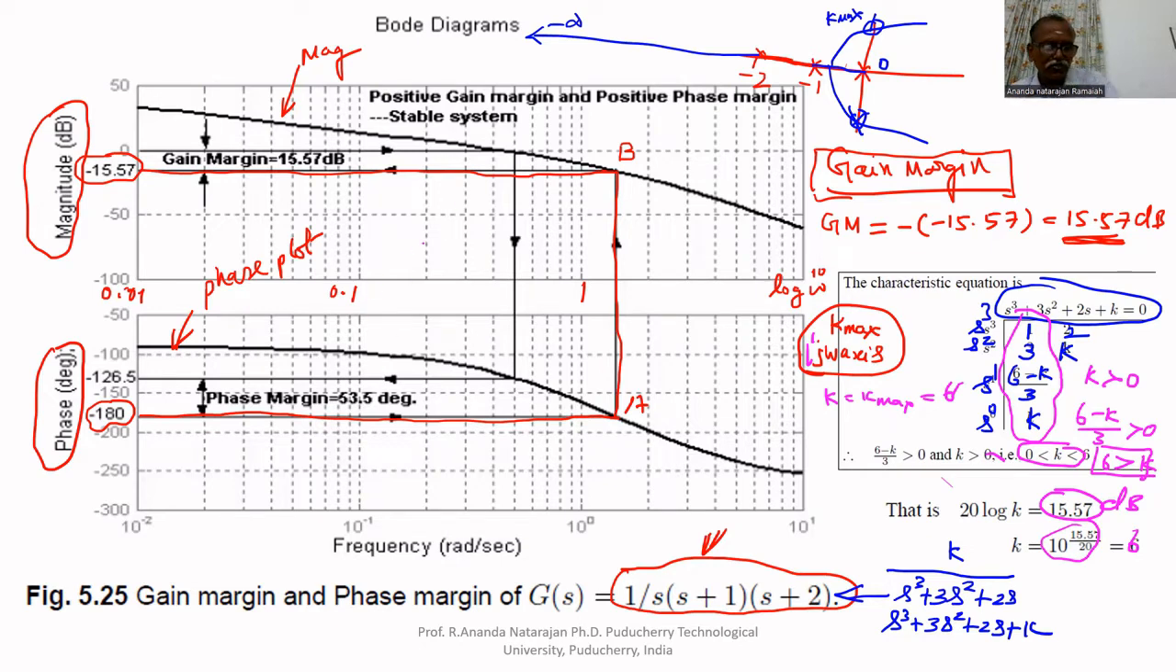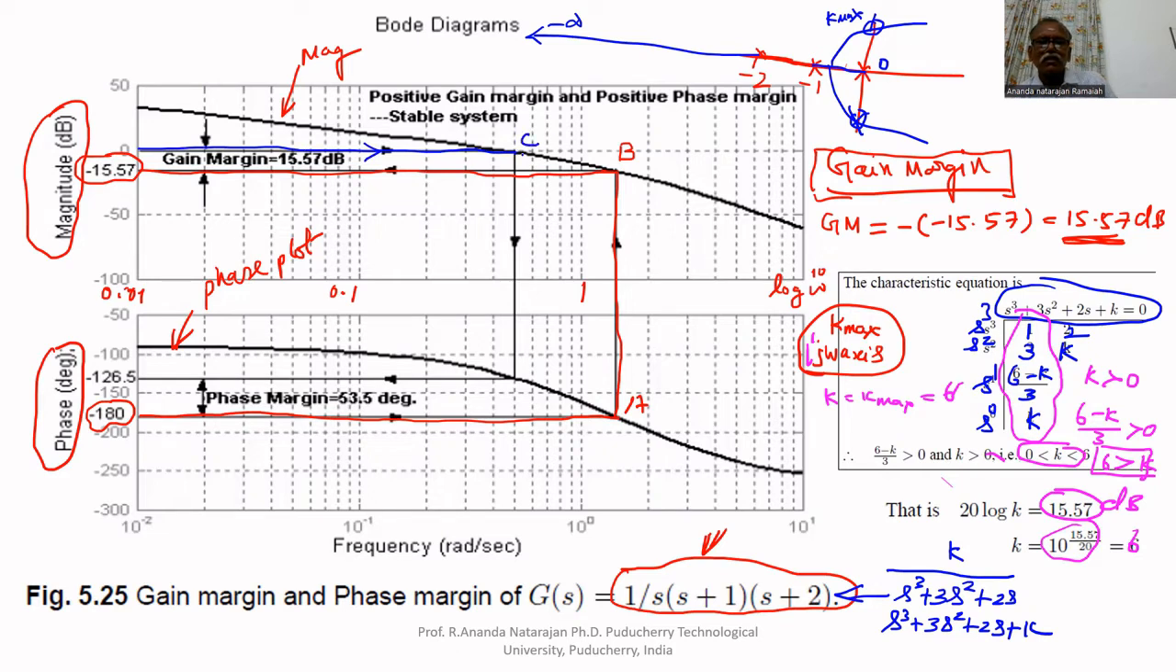In the same way, we can find phase margin. To find phase margin, at 0 dB, we have to draw a horizontal line. To find phase margin, we have to start in the magnitude plot. To find the gain margin, we have to start in the phase plot. Just opposite. So draw a horizontal line at 0 dB.